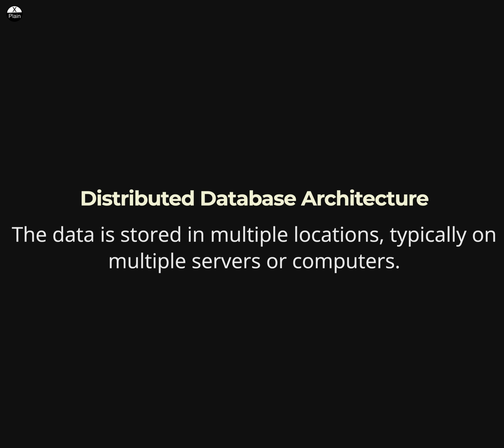Distributed database architecture. In this type of architecture, the data is stored in multiple locations, typically on multiple servers or computers. The data is distributed across these locations and can be accessed by users from any location.